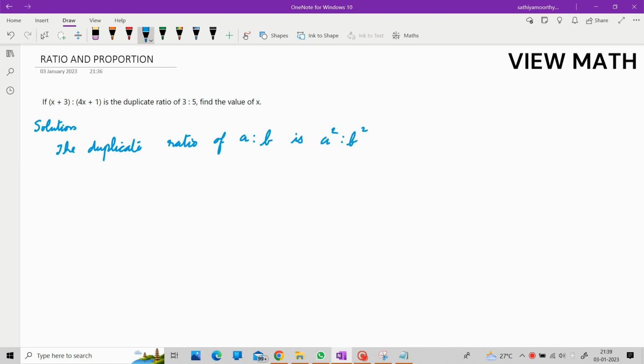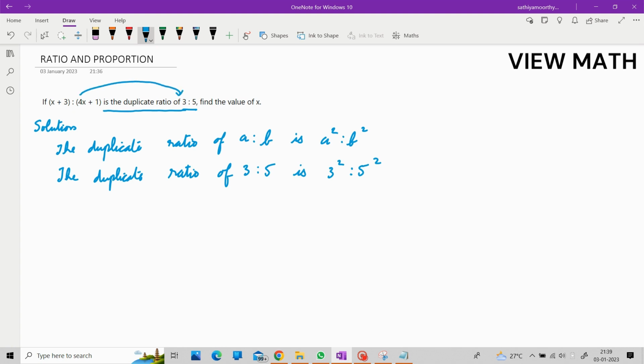Here x+3 is to 4x+1 is a duplicate ratio of 3 is to 5. So what is the duplicate ratio of 3 is to 5? The duplicate ratio of 3 is to 5 is 3 square is to 5 square. So this I am going to equate to the x+3 is to 4x+1. What is given? If x+3 is to 4x+1 is the duplicate ratio of 3 is to 5, so I am going to equate this to the duplicate ratio of 3 is to 5.